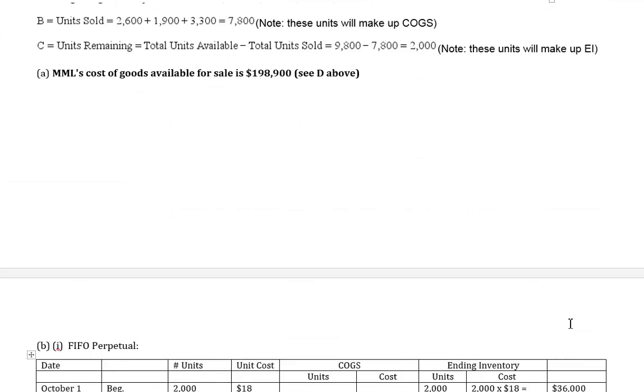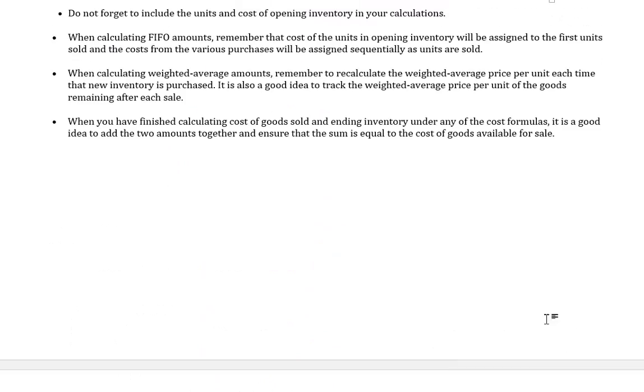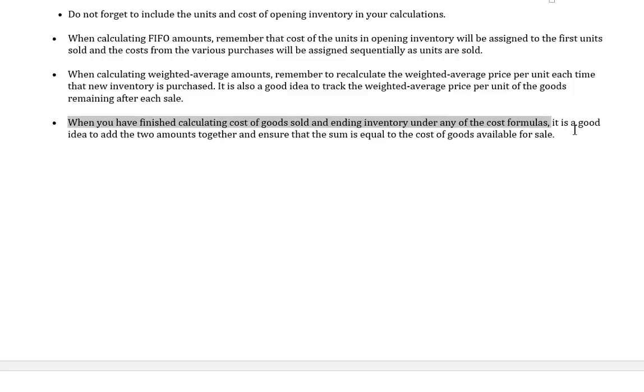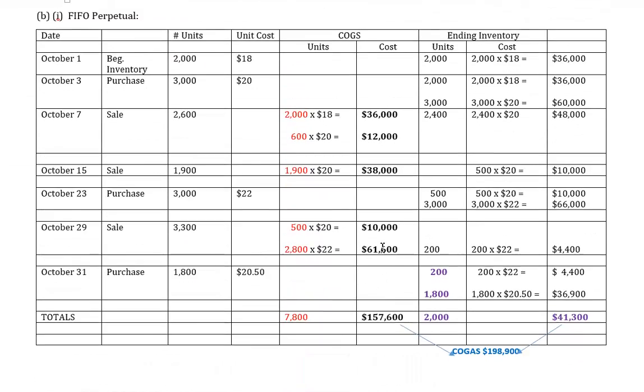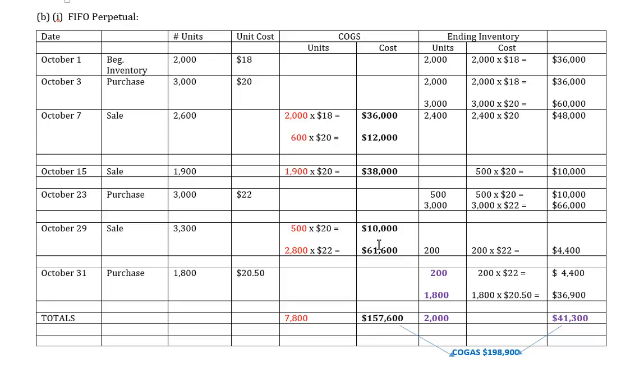So just as we said here, make sure in your little tip that when you add together the cost of goods sold and the ending inventory, it gives you the cost of goods available for sale. So that's why we did that. So this is an example of how you would calculate under a perpetual system, FIFO, your cost of goods sold and your ending inventory. So now, in the second part of the video, I'm going to focus on FIFO periodic. All right? So this concludes this little segment on FIFO Perpetual and calculating your cost of goods available for sale.